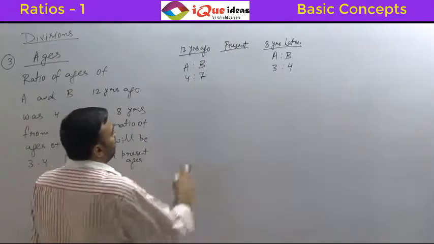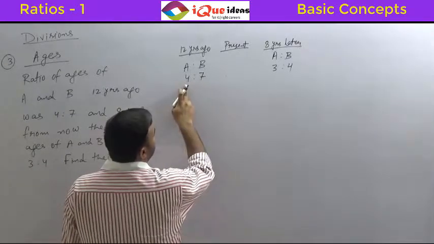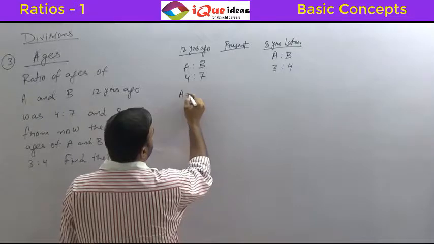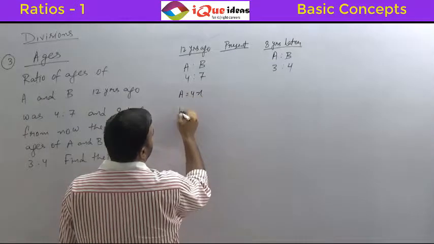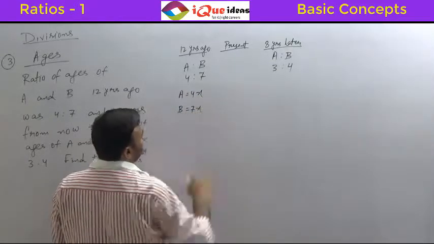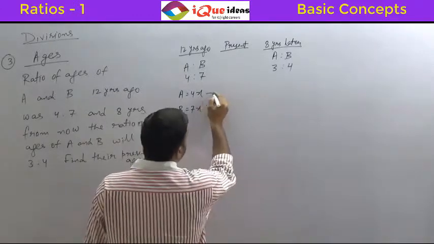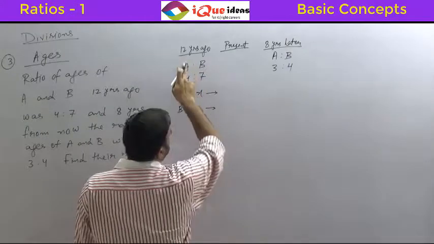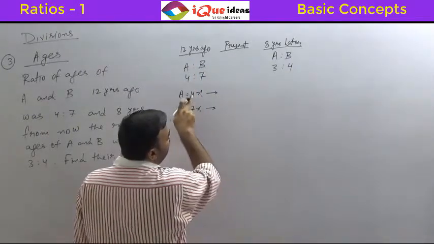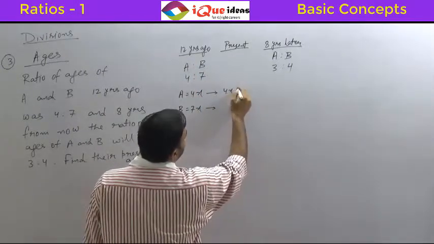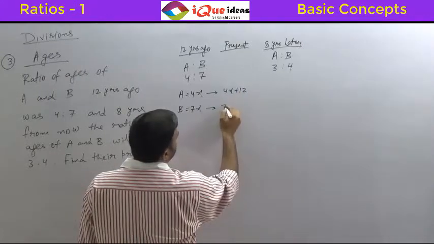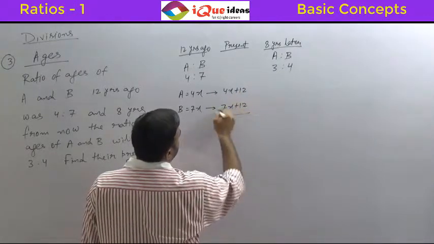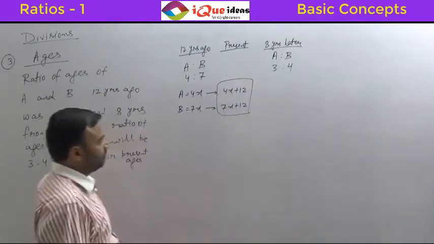You see, we can introduce a variable x here. So age of A can become 4x years and age of B can become 7x years. That means the present ages would be, let's see, this was 12 years ago. So now the ages would be 4x plus 12 and 7x plus 12. So this is what we have to find. Alright.